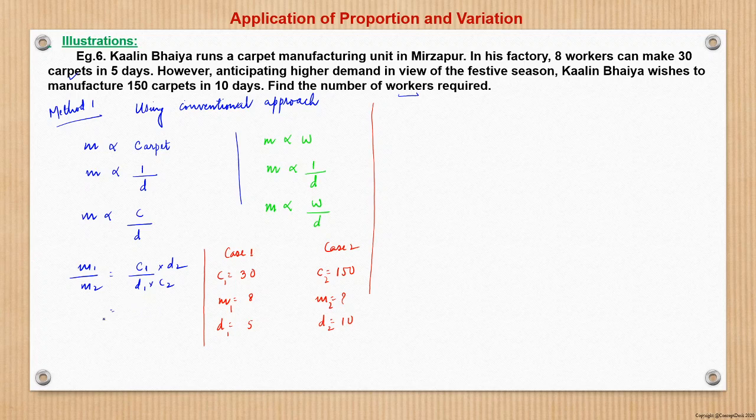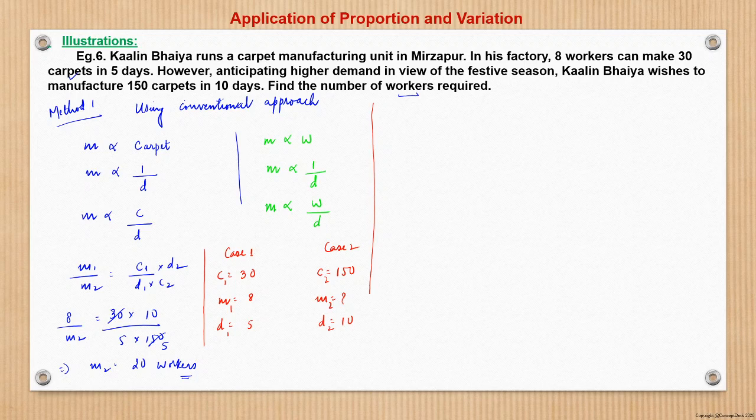So the same thing we will substitute here. So here we will get C1 is equal to 30, D2 is 10, D1 is 5, and C2 is 150, and M1 we know is 8, M2 we have to find. So from here M2 becomes: 5 fives are 25, 25 times 8 is 200, 200 by 10 is 20. So 20 workers are required. So Kalin Bhaiya would require 20 workers to finish his work of producing 150 carpets in 10 days, right?